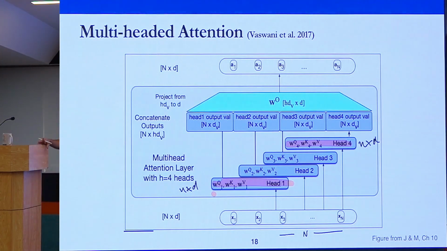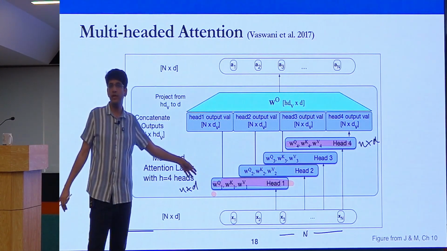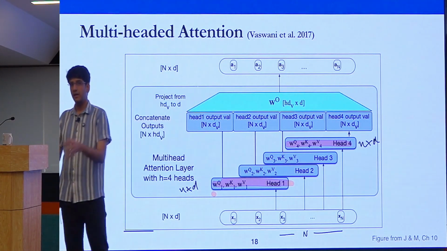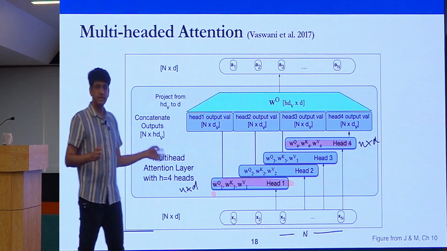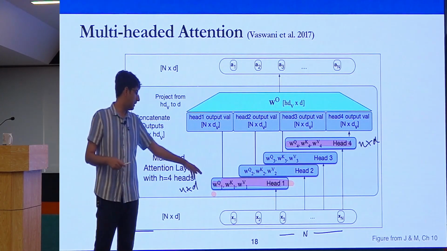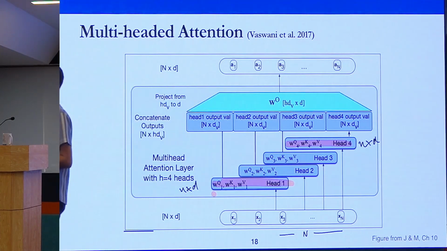The idea is very simple. Instead of doing this once, you do this in parallel 4 times, 8 times, 20 times, however many times you want, and you compute these separately and then club them together. These are different weights. Head 2 has different weights, different query, different keys, different values.